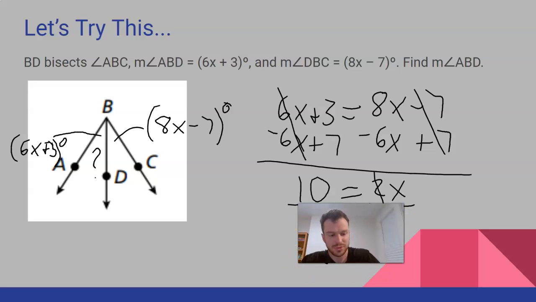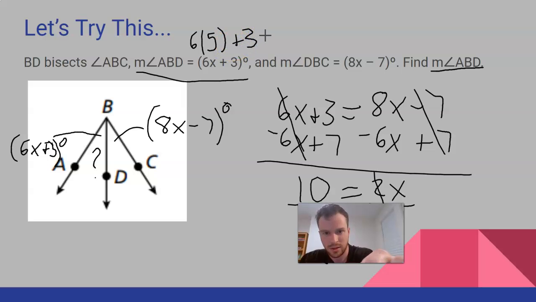It's really tempting to just box x equals 5 because we're used to solving for x. But it's asking us to find the measure of angle ABD. So I'm going to substitute that in. So I'm going to find the measure of angle ABD, that's 6x plus 3. So I'm substituting 5 in for x here. So 6 times 5 plus 3. Well, that's going to give me 33. And we're talking about the angle measure. Remember that degree symbol right here. So our final answer is 33 degrees.